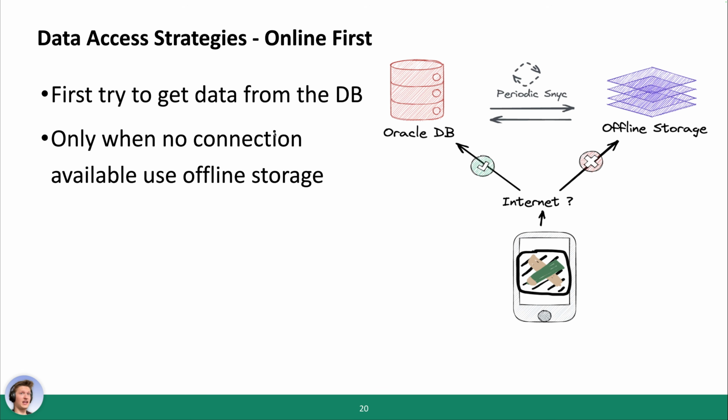Then you have to think about your data access strategies, and there are basically two options. The first one is online first, and that's basically you do a check every time. If I am online, I will just go to the Oracle database because I have a connection, and only if I'm offline, I go to my offline storage.